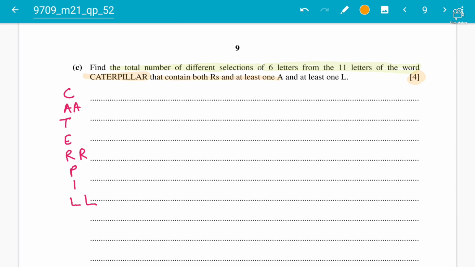Caterpillar, that contain, the requirements coming in, both R's, at least one A and at least one L. So let's write it down: you need both R's, so 2 R's are going to come definitely, then 1 A is going to come at least, and 1 L is going to come at least, okay.